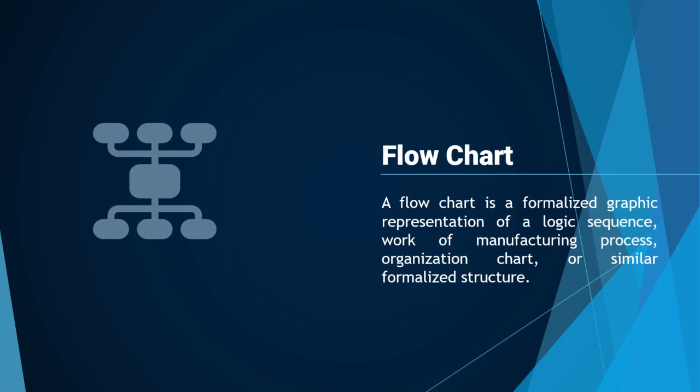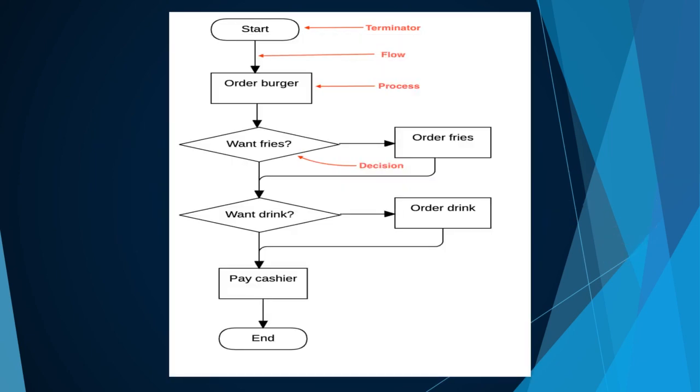It is a measure of the process that will present information or understanding of what the method looks like and cast some light on the quality issues. So in short, we can tell a flowchart is a formalized graphical representation of a logical sequence, work or manufacturing process, organizational chart, or similar formalized structure. This is an example: start and end, then order burger, one fries, order for price, what drink, so the conditions, and pay the cashier, and then comes the end.